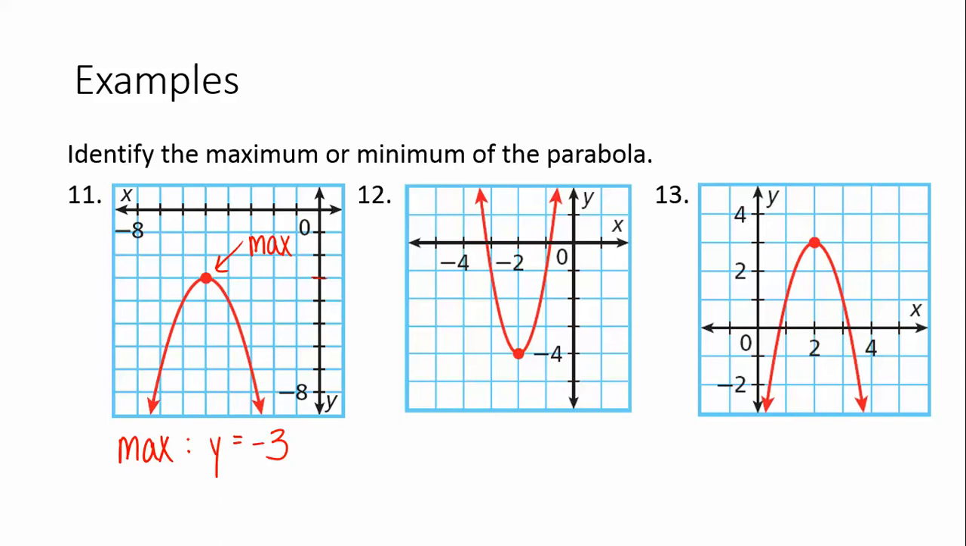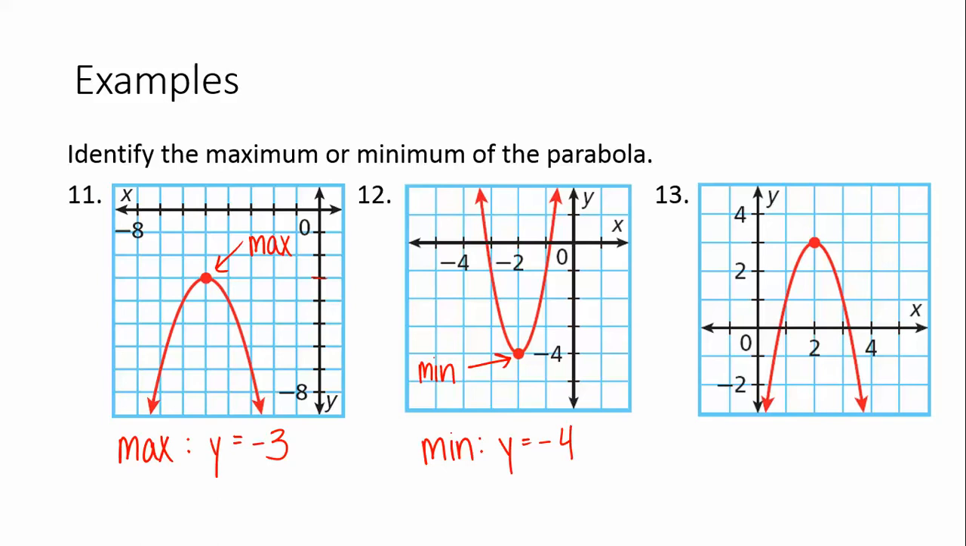Number 12 then would be the opposite. This would be a min, or a minimum. Notice it's the lowest point on the graph. So here we have a minimum, or a min, and you have to determine where it's at. Remember, it's either the y-coordinate of the vertex, so you could name the vertex here, or you just go over to the y-axis and you see that it's at y equals -4. Notice I'm writing y equals -4. I don't want you to just put -4.